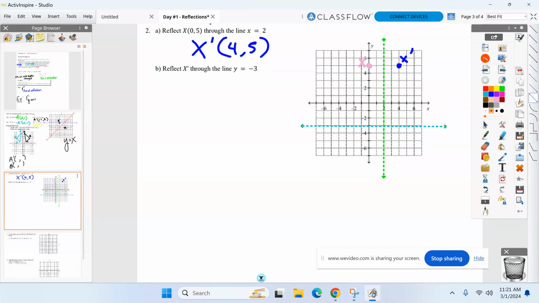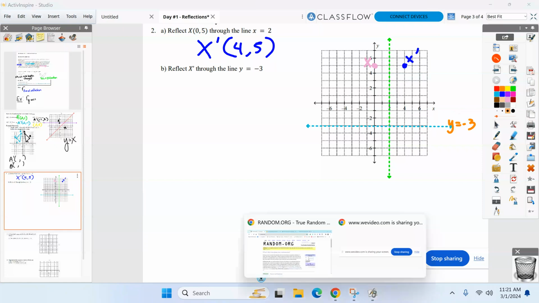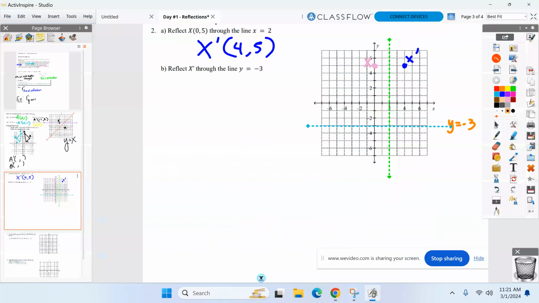Oh, I love this problem too. I get so many of you freaked out. X prime, how many units away is it from y equals -3? How many units away is x prime from y equals -3 if I'm going to reflect over it? 9. Ian? 8. 8 units away. 8, right? Now some of you are like, oh yeah, I get it. 1, 2, 3, 4, 5, 6, 7, 8. And then you're like, oh, 1, 2, 3, 4.